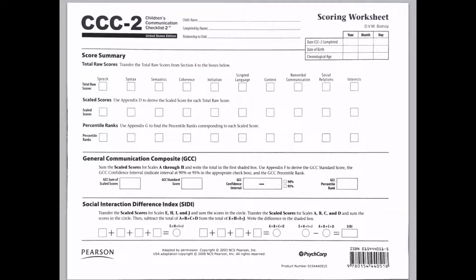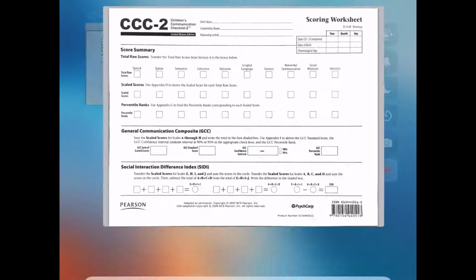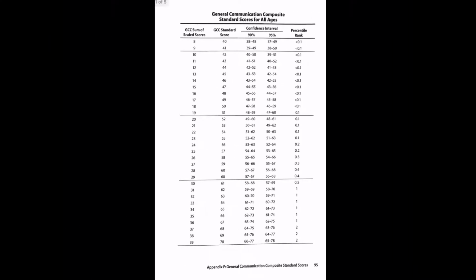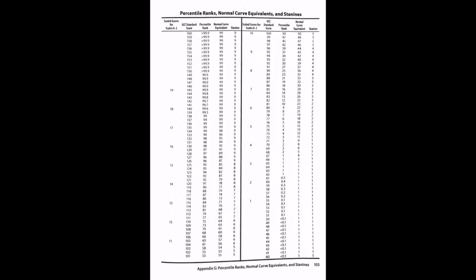In order to determine percentile ranks for each scaled score, use Appendix G in the CCC-2 manual. Find the scaled scores for A through J and the correlating percentage rank in the middle column. Record the percentage rank for each scale in the boxes labeled A through J in the percentile rank section on the front page of the scoring worksheet.